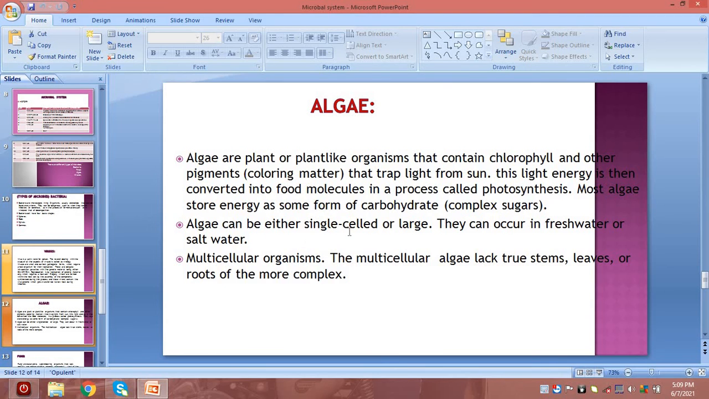Algae can be single cell organisms, or they can also occur in large numbers, that is, multicellular. They usually occur in fresh water or salt water.